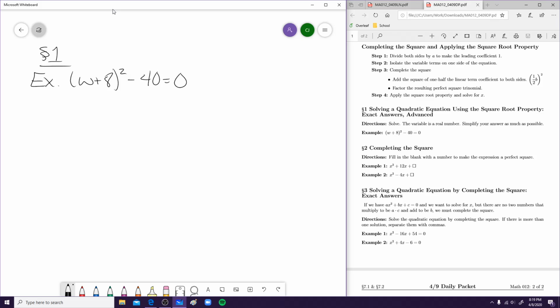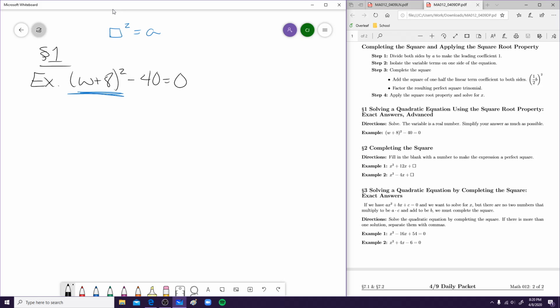Let's start with section 1. So we want to solve this quadratic equation using the square root property. The directions are to solve. The first thing that we have to do is, our goal is to get this, whatever is squared, so I guess we can just say this box squared, we want it to equal something, right? We want to isolate it, get it by itself.